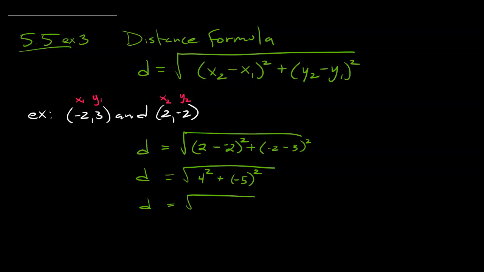So 4 squared, 4 times 4, is 16, and -5 squared is 25. That gives us 41. So this would be the length between those 2 points on a graph. And if we put that as a decimal, let me just type that one in quickly. 6.4. So this is about 6.4.